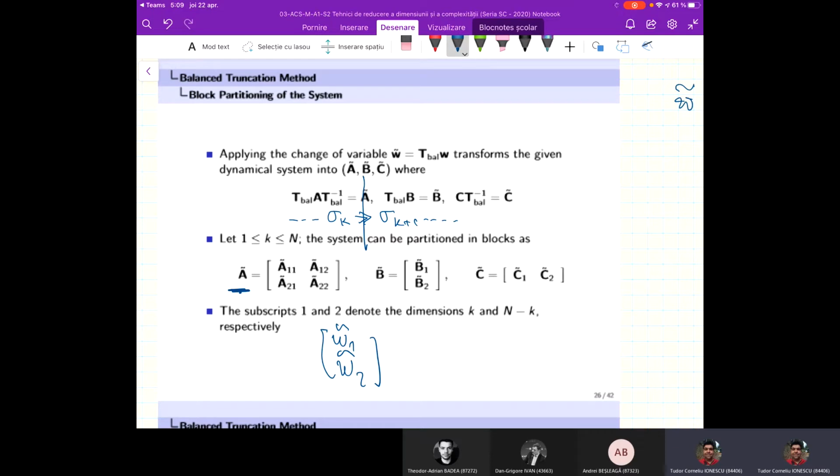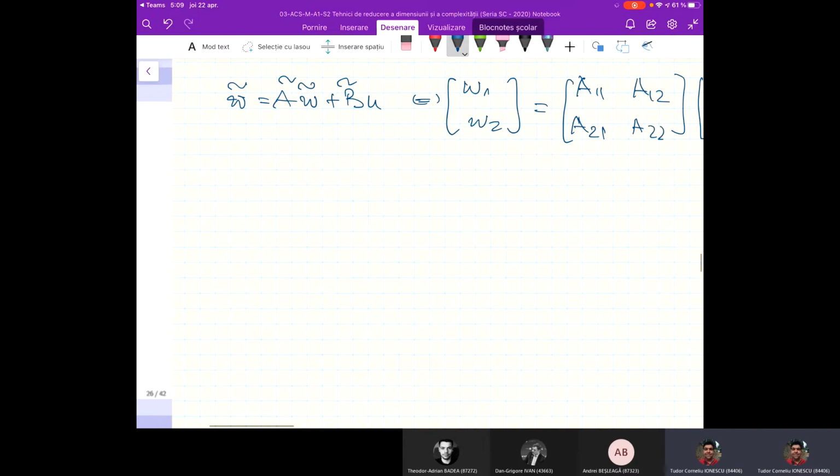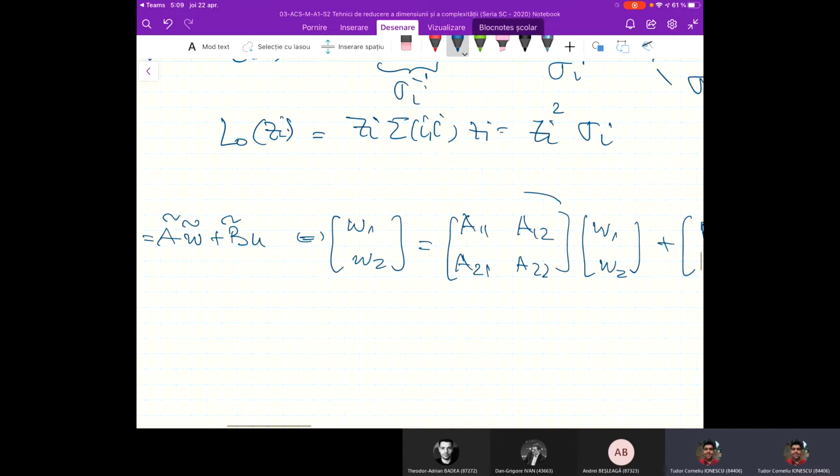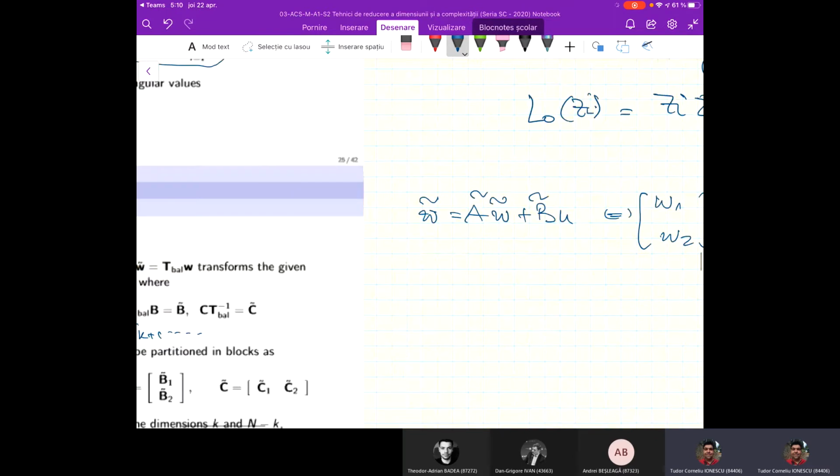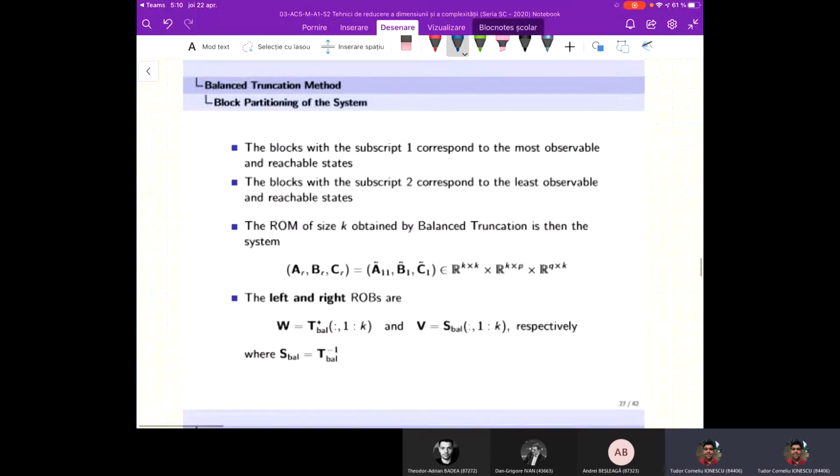The subscripts 1 and 2 denote the dimensions k and n minus k, because this matrix is a matrix in R^n, but it is partitioned now, and this has dimension k, and this is n minus k. Here is also n minus k, and this is k and n minus k. So this is a good partition. This is properly done. This is a nice partition.